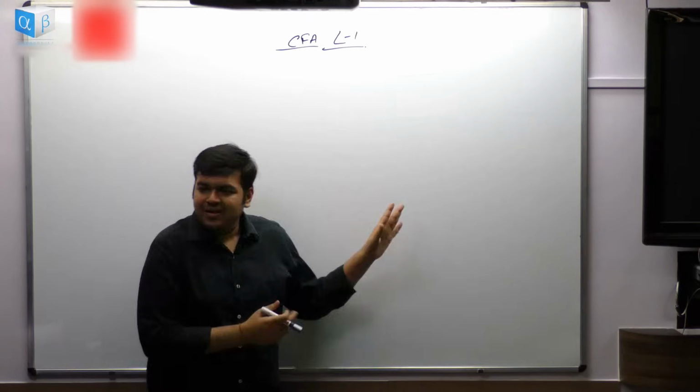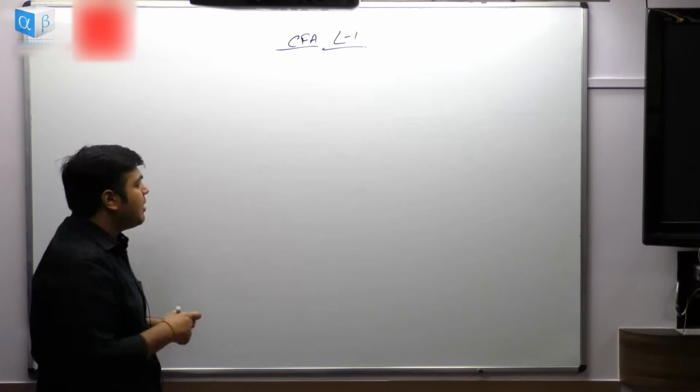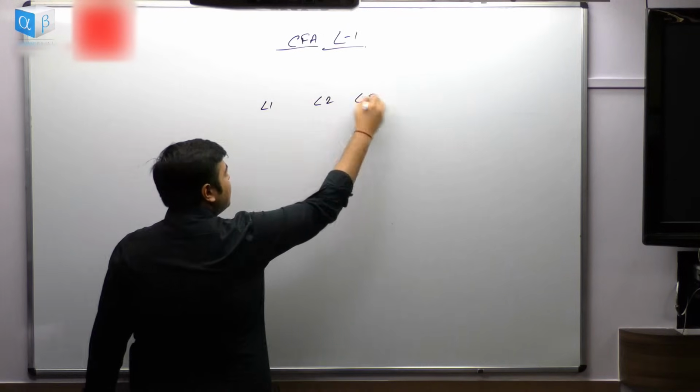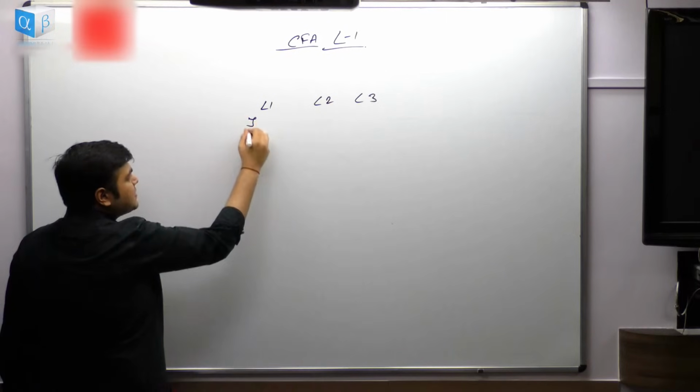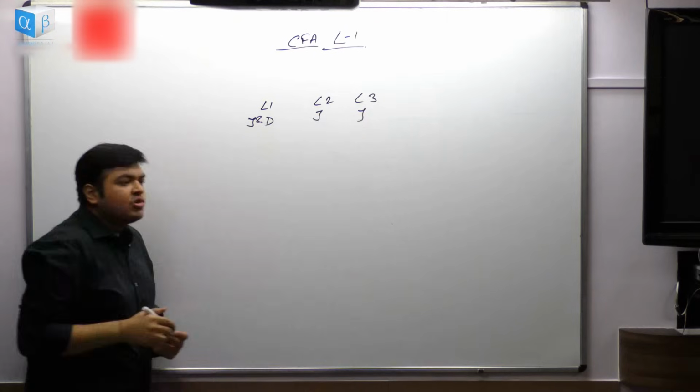Let me give you the paper pattern and the exam date first, and then I'll move into the syllabus so you'll have a good idea about it. When you're looking at CFA, we have level 1, level 2 and level 3. Level 1 takes place in June and December both, but level 2 takes place in June only.